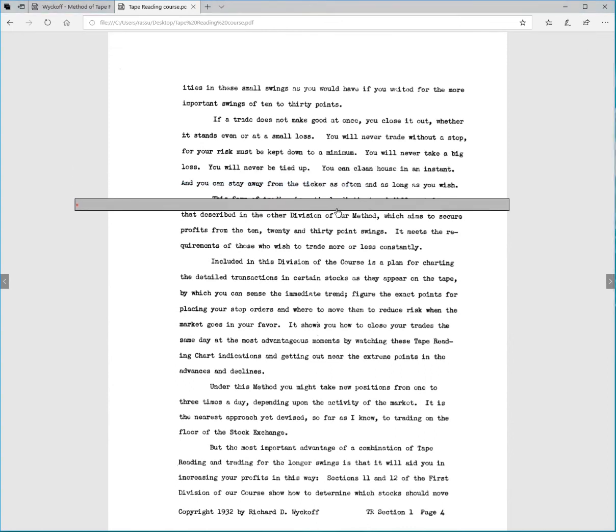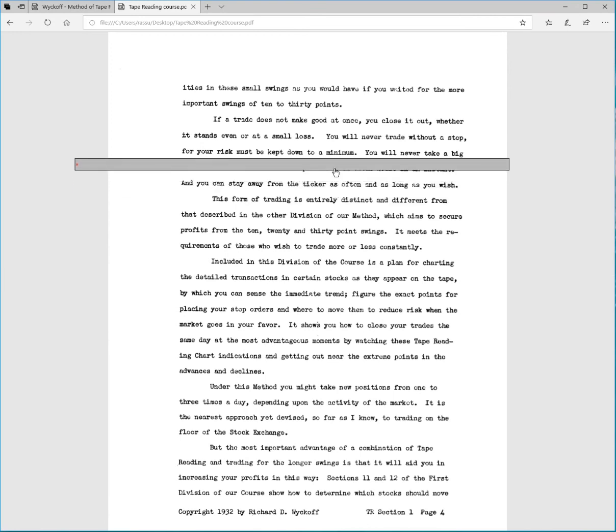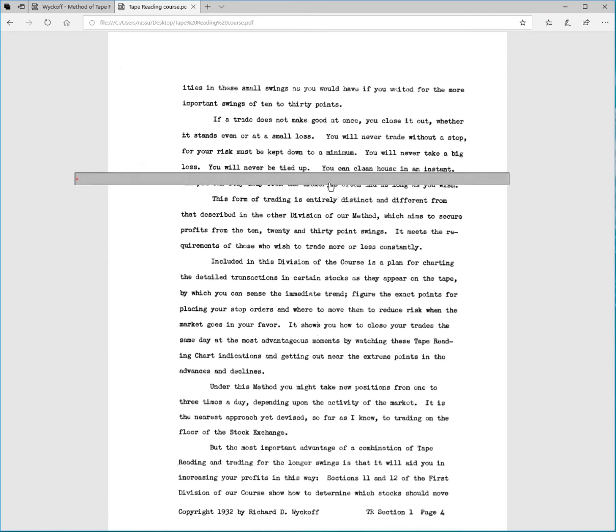You'll never take a big loss. You'll keep the stop at a minimum, but a minimum doesn't mean a tight stop. This is one of the biggest problems you see: people will put their stops in the worst places. They're trained to do that, by the way. Keep a tight stop, keep a tight stop.